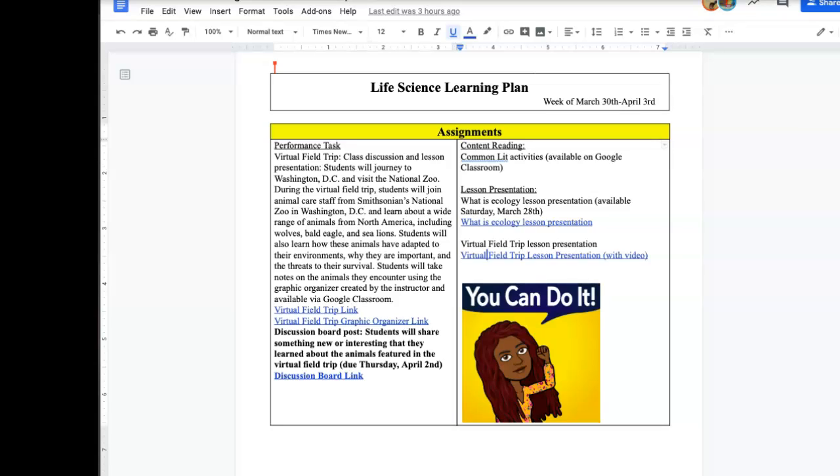Okay, you want to also make sure you have copied your What is Ecology lesson notes. Okay, I did promise to push those through last week, but unfortunately, I had some things going on with my family that I had to take care of, so I was unable to do that. So you want to make sure that you have that completed as well.